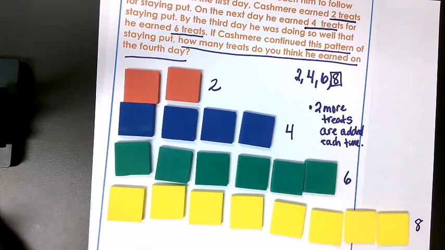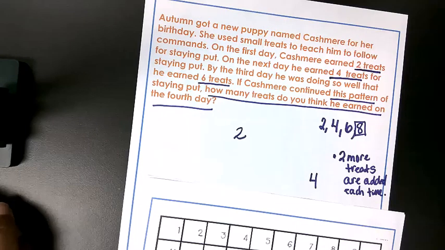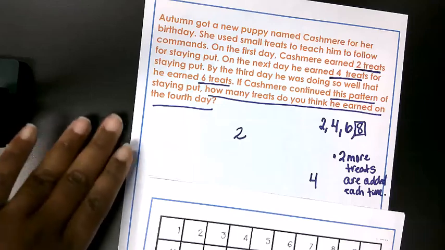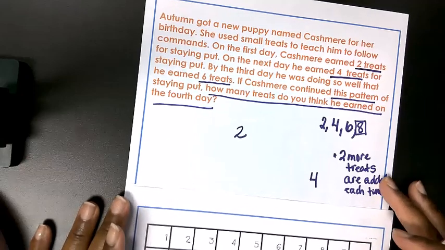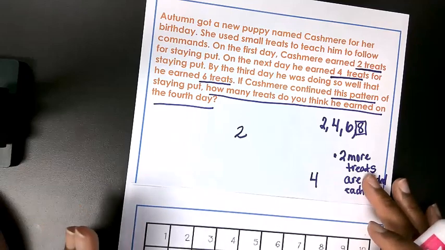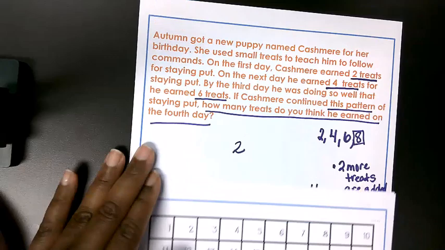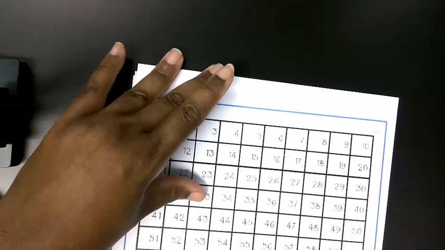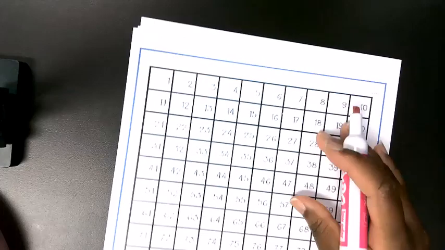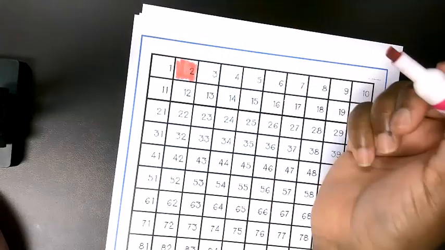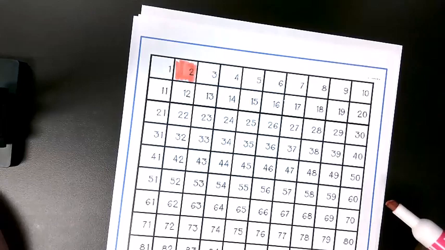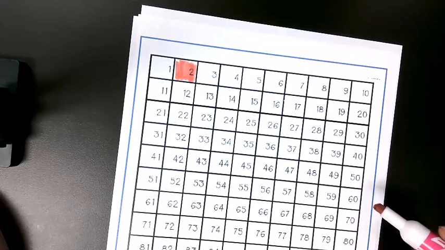Okay, now let's go on to the same problem, but on the representational level. So if I wanted to also model this on the representational level, or I could extend my concrete for a day and connect the concrete and representational, I could bring out my hundredths chart and I could model it that way. So we know that on the 1st day, Kashmir received 2 treats, and you could also bring out the student hundredths charts and have them do this with you in your group, or at your table, or if you're doing it during your mini lesson, they can bring them to the floor.